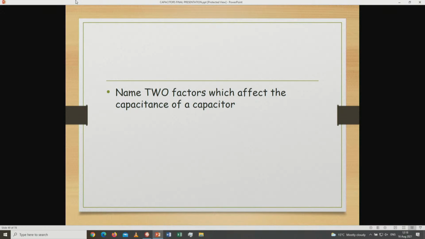Right, let us continue with the examples. Name 2 factors that will affect capacitance. We've just mentioned those factors. It's the surface area of the capacitor plates. The larger the surface area, the more capacitance. The smaller the area, the less capacitance.